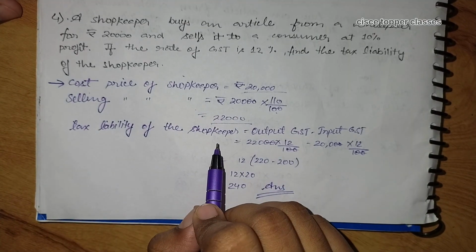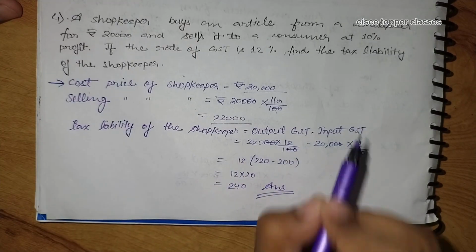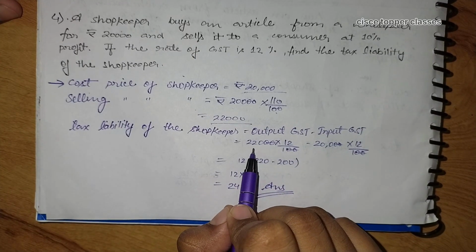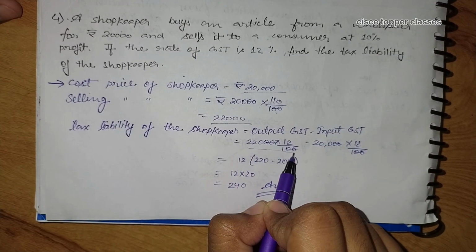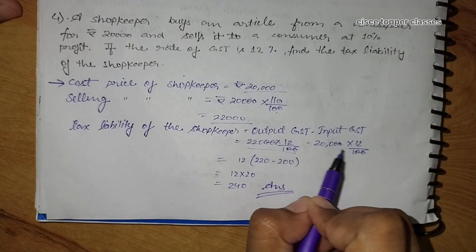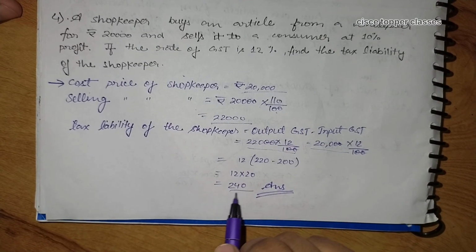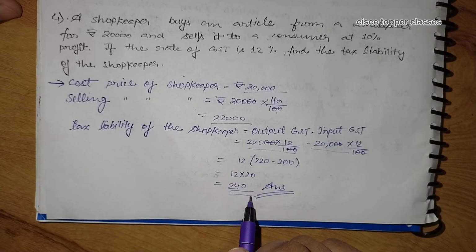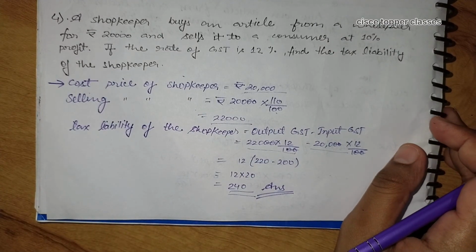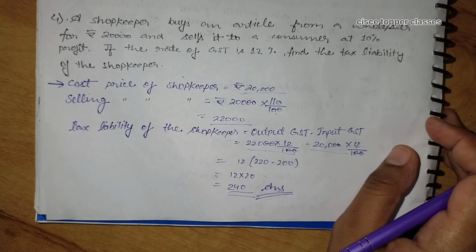Tax liability of the shopkeeper we can find by output GST minus input GST. So it will be the output GST when the customer pays and the input GST when the shopkeeper has paid. So this will be 240 as the tax liability of the shopkeeper. So this is the final answer in the fourth question, and this is the solution of question number 4.